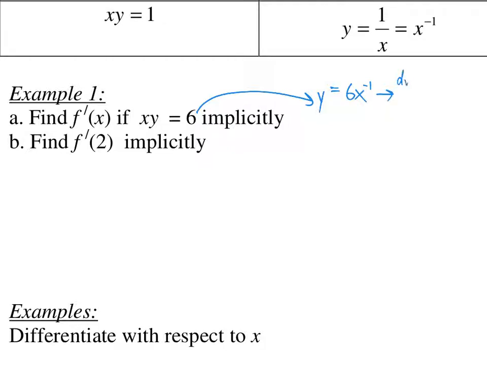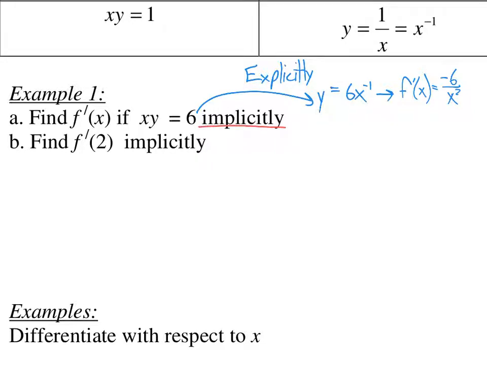And that would mean that dy/dx, or f prime of x, would equal negative 6 over x squared, just like we had above. Now, I'm telling you, that's what we will get the answer to be in the end. But that is all done explicitly. Let's do this implicitly.